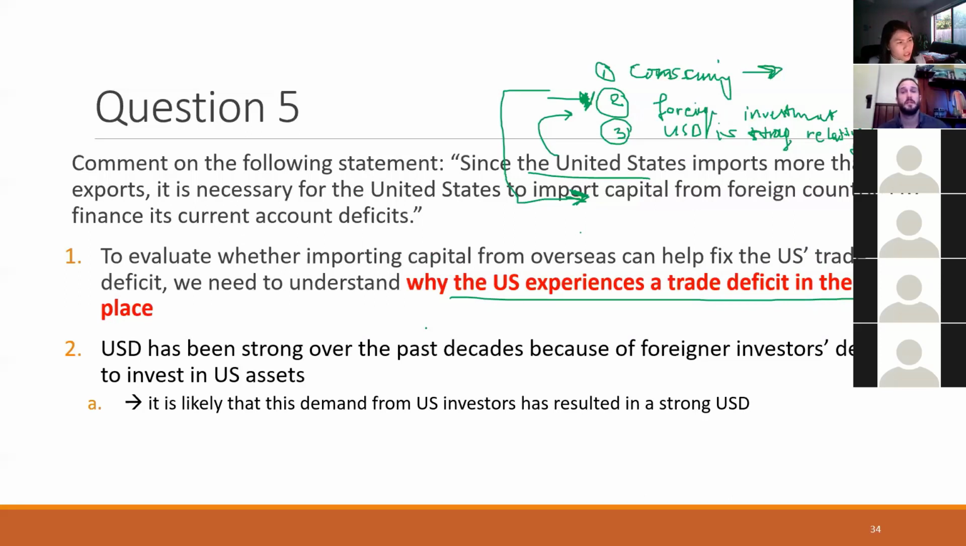So in this case, the account deficit problem in the US is a complex problem, in the sense that there's no one directional relationship between these two accounts. But it looks like the foreign investment in the US was one of the causes for why the US had an account deficit, right?